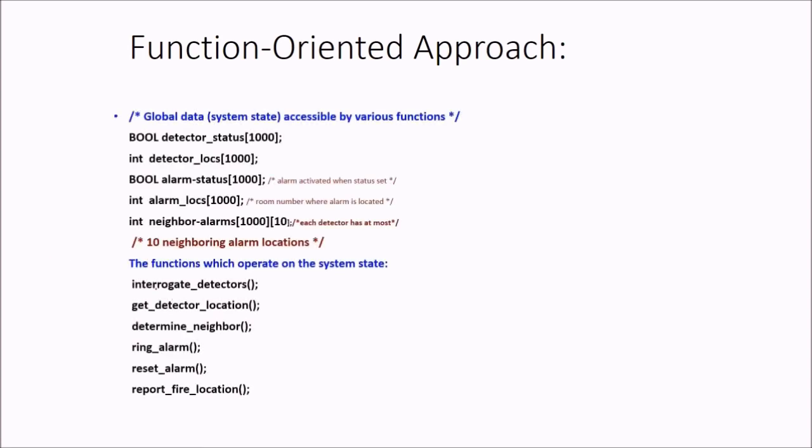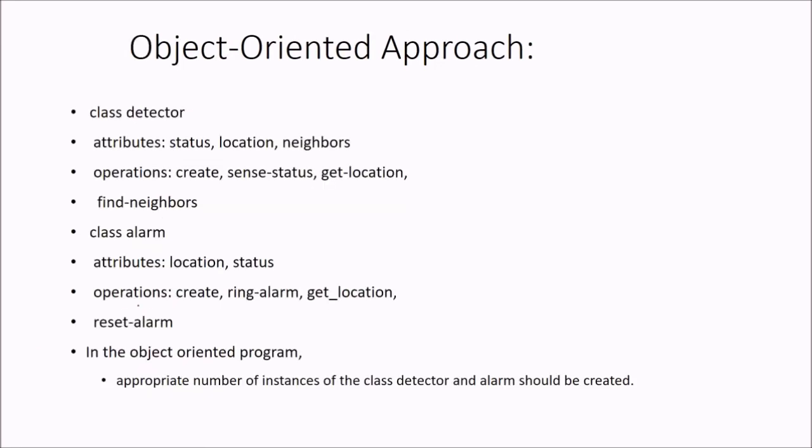Now, in the function-oriented approach, we have certain global data or system state which are accessible by various functions, like detector status, detector locations, and alarm status, which will be activated when the status is set. Then there is alarm location, room number where the alarm is located, and the neighbor alarms, of which each detector has at most 10 neighboring alarm locations. The functions which operate on the system state are: interrogate detectors, get detector location, determine neighbors, ring alarm, reset alarm, and report the fire location, as we have seen in the problem statement.